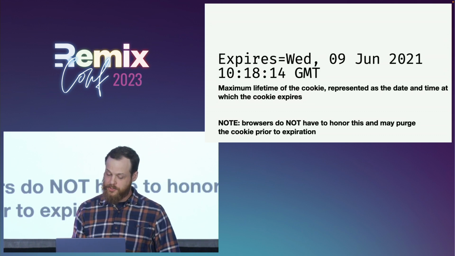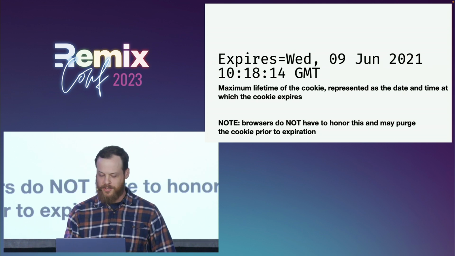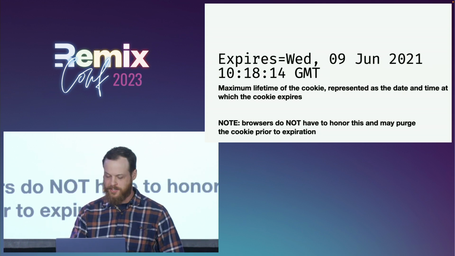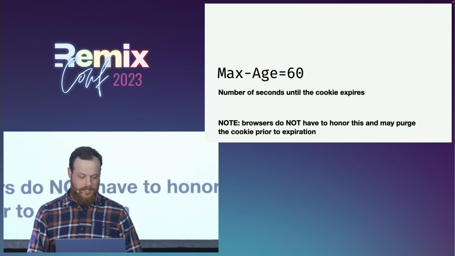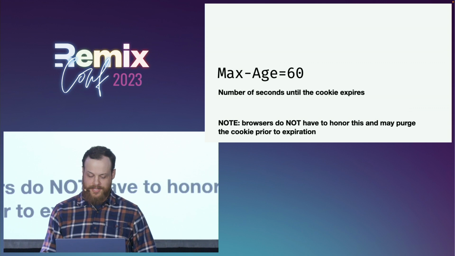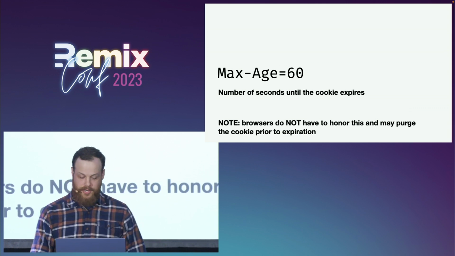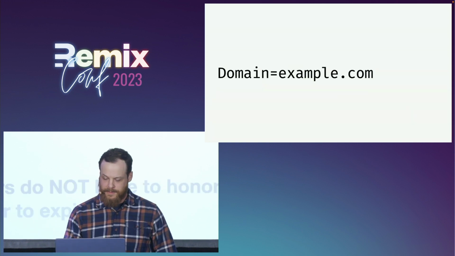One thing to keep in mind is browsers do not have to honor this, and they may purge the cookie prior to the expiration. So you don't want to rely on it necessarily. The max age is very similar. You wouldn't really do both of these, but max age is another way to say when the cookie expires, in number of seconds. And again, they don't have to honor this.